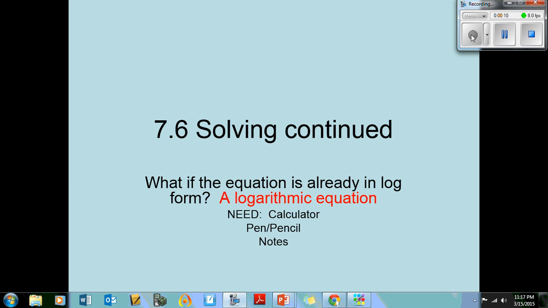But my question for you today is, what if the equation is already in log form? Well, guess what? That's called a logarithmic equation. So yesterday they were in exponential form, and they were called exponential equations. And now they're logarithmic equations because they're in log form.